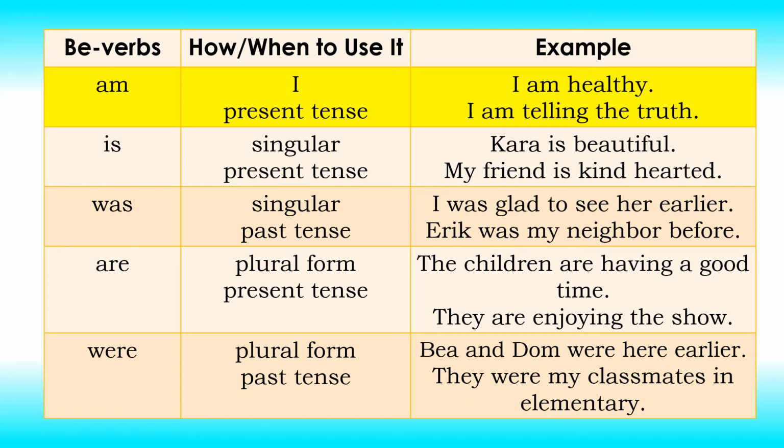Okay, for the first column, we have the be-verb am. Am is used when the subject is I, and if it is in the present tense. Example: I am healthy. I am telling the truth.